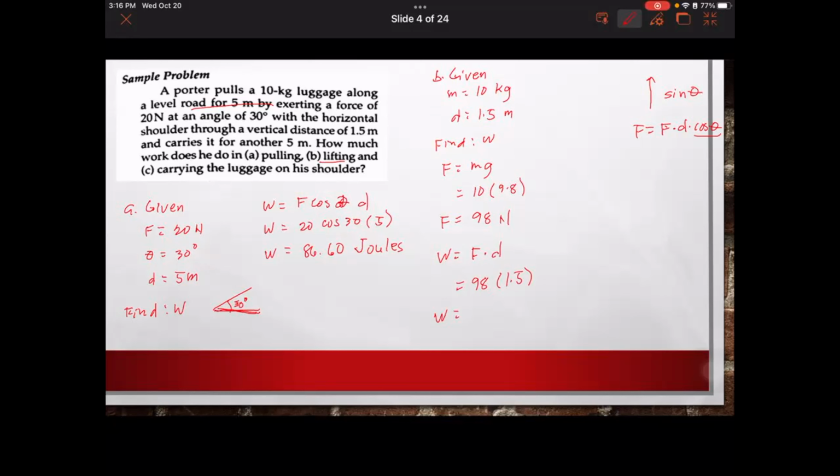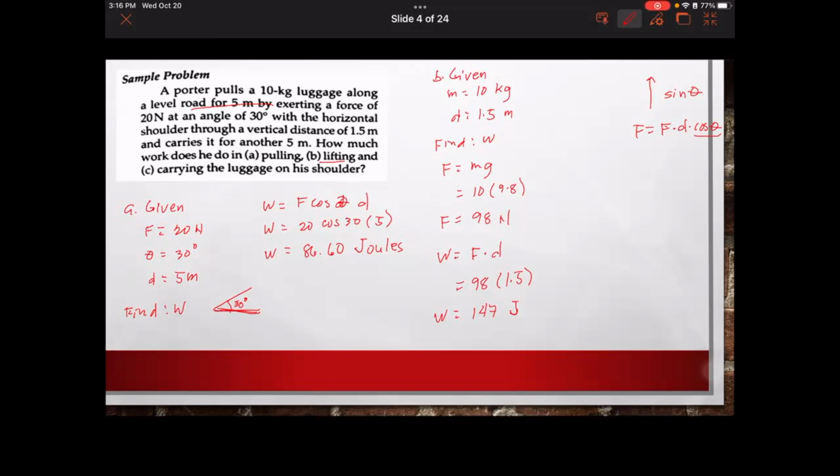147 po. 147, walang decimal. Okay, so 147 joules. Ayan. So, kapag sumagot kayo sa Edmodo later is just only a number or with decimal. Wala na siyang unit. Yun lang naman yun.